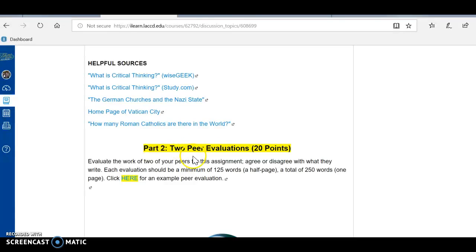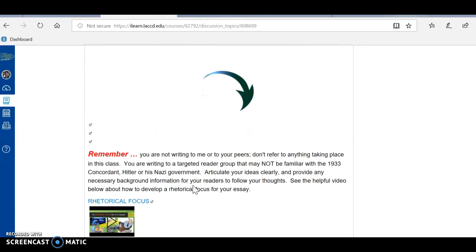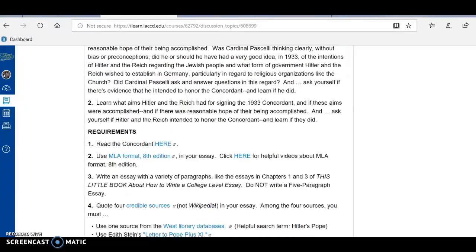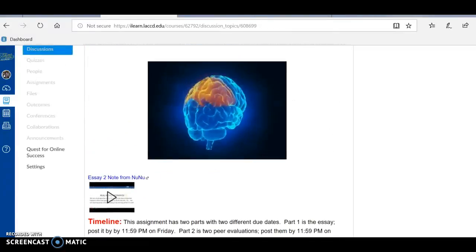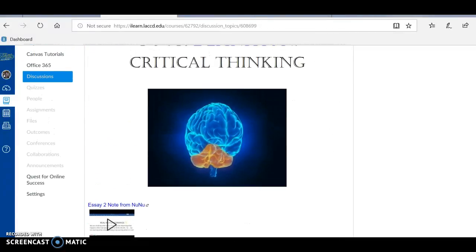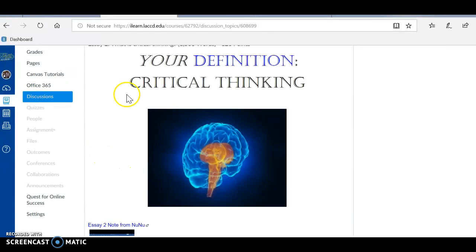And of course, read the peer evaluations carefully. And remember that you are writing an essay with a rhetorical focus. Okay, I'm scrolling back up the screen to our assignment title, which is, of course, your definition, critical thinking, using the Concordat as a vehicle.